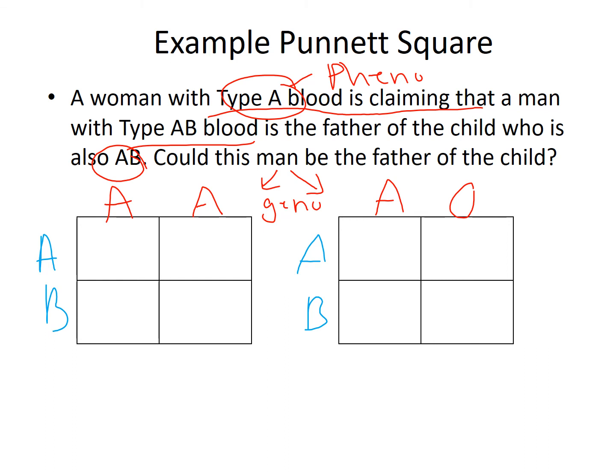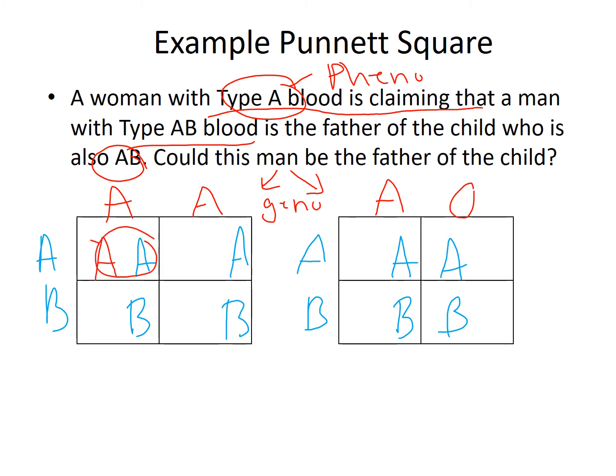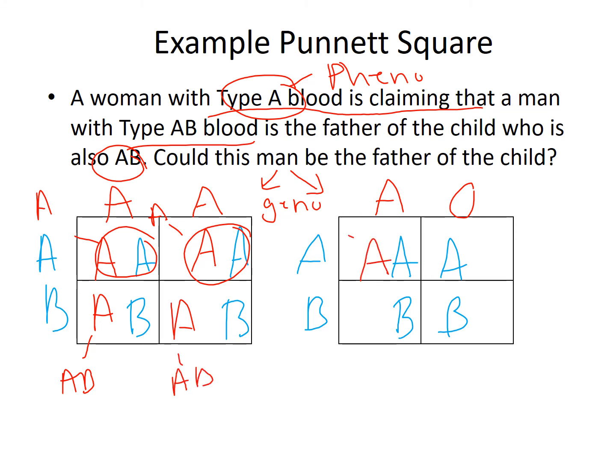Okay, so let us write it together. I'm just going to write his letters over here, and you can see. All right, so now I'm writing the mother. So A and A is AA. So this child, obviously, genotype is A, but the blood type is A. AB, so that's an AB blood here. AB. AA. So this is A blood.